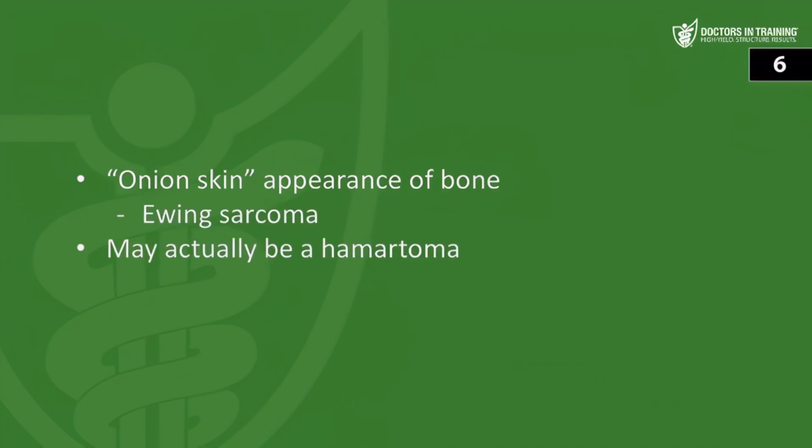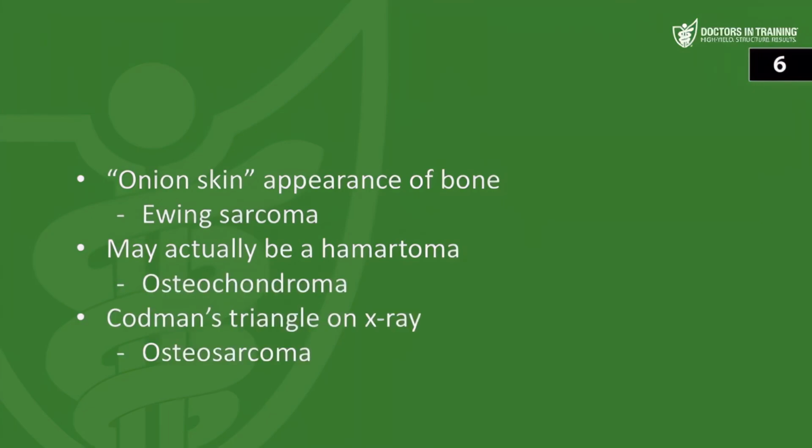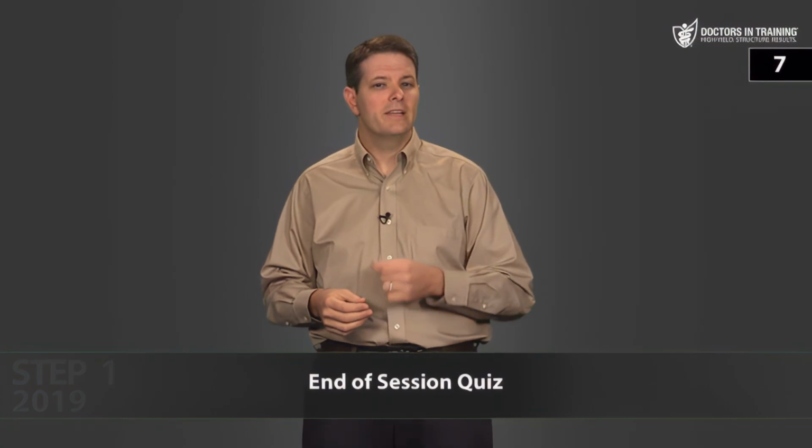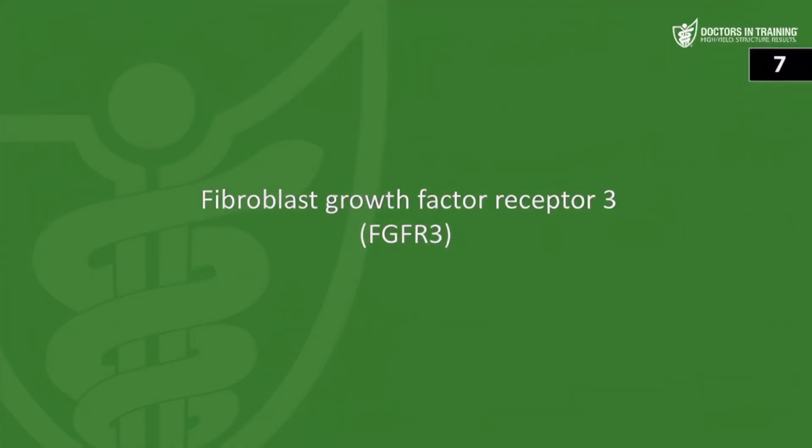May actually be a hamartoma, is osteochondroma. Remember, that's that chunk of bone and cartilage just stuck on the end of a bone. And then Codman's triangle on X-ray is osteosarcoma. And the last question, what mutation leads to achondroplasia? It's a gain of function mutation on FGFR3, fibroblast growth factor receptor 3.